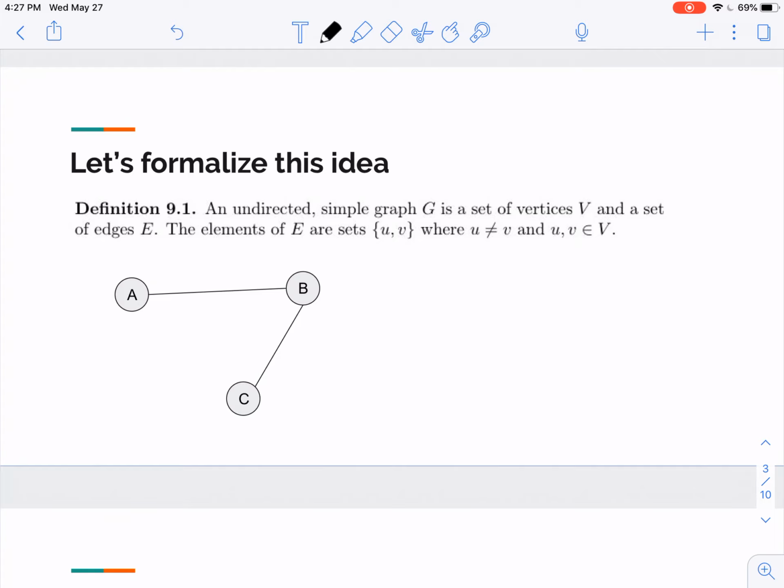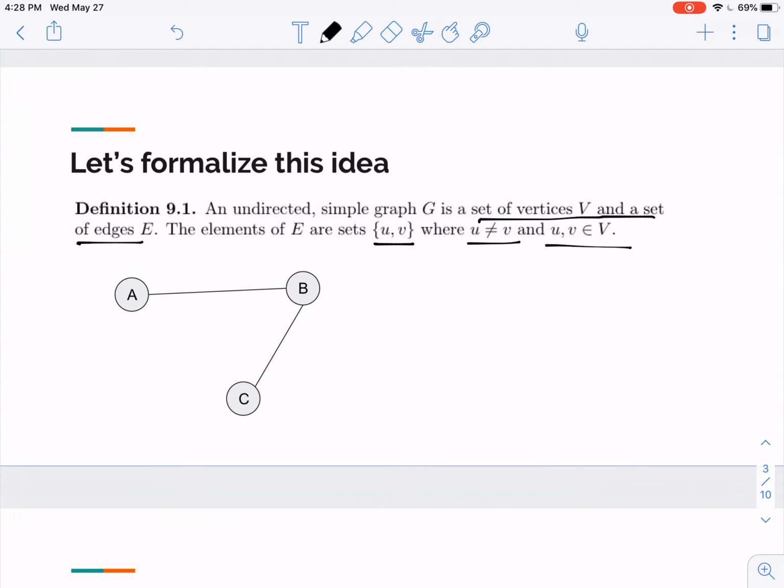Here in definition 9.1, we do. An undirected simple graph is a set of vertices V and a set of edges E. The elements of E are sets, where each set is composed of two vertices that are not equal to each other. So let's give an example below.